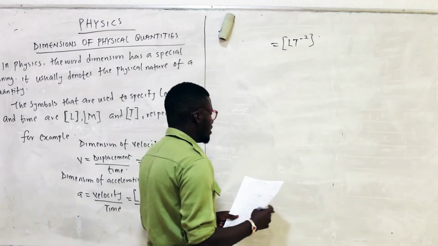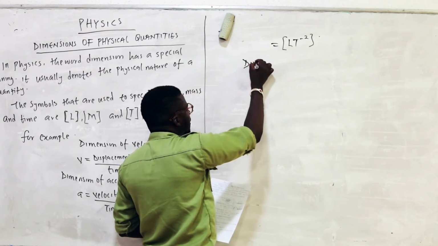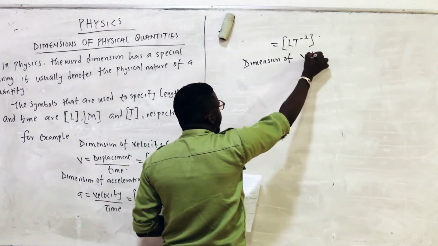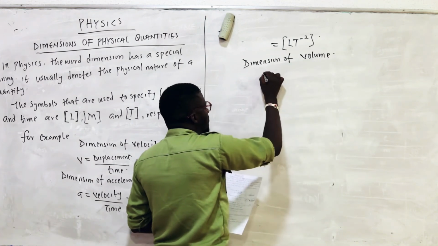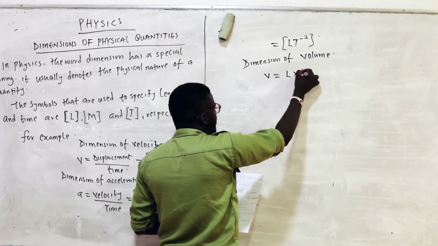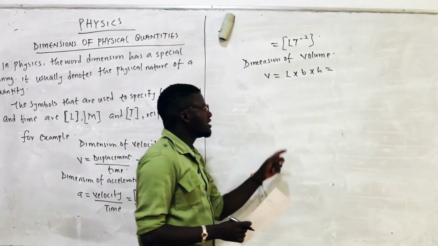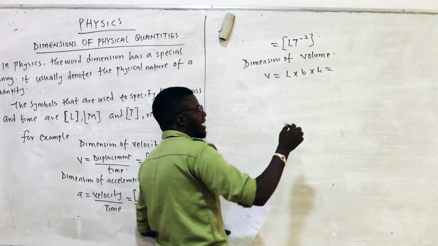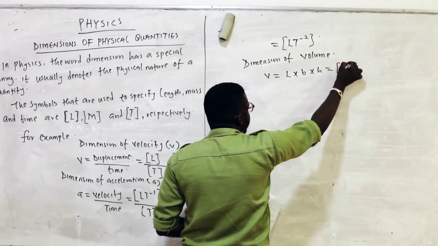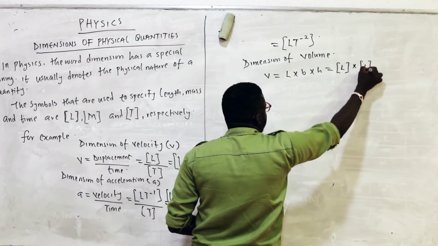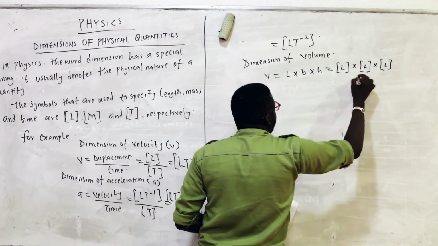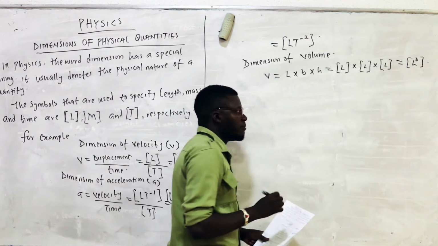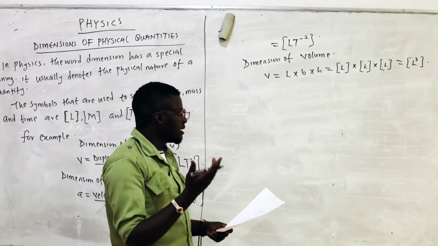That's for acceleration. Then the next one, if I'm looking for the dimension of volume, first of all, I have my volume is length times breadth times height. Now, all these are measurements of length, both the length, the breadth, and the height. So I'm going to have it as L multiplied by L multiplied by L. So I'll have it to be equal to L raised to the power of 3. So this is the dimension of volume. Like that, same to the others.